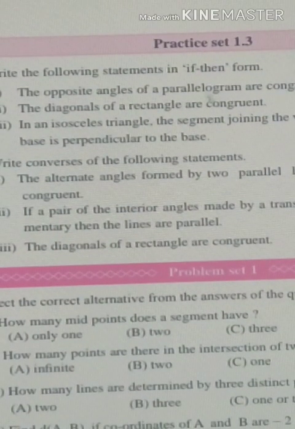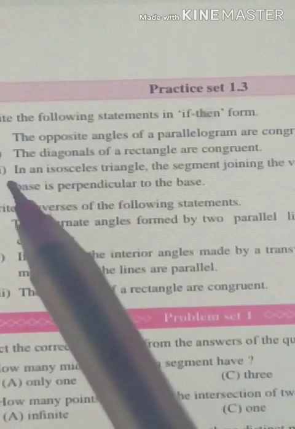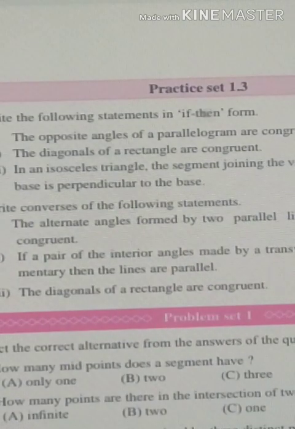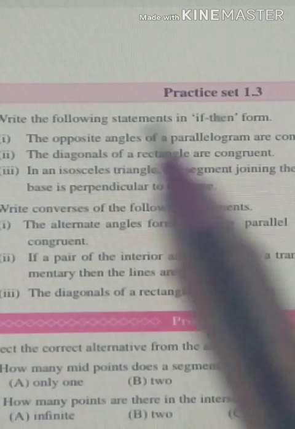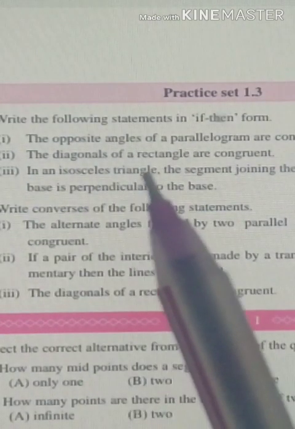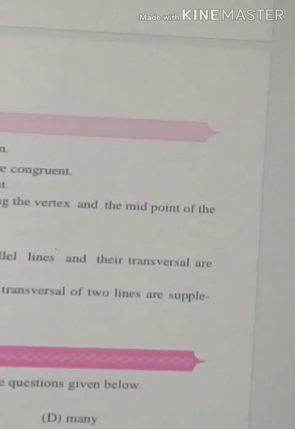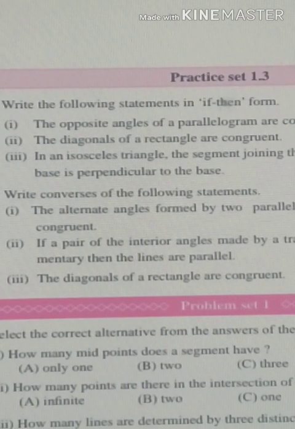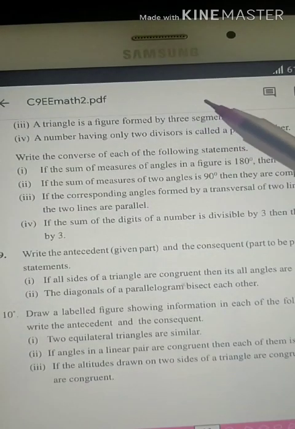How will you frame an if and then form here? If a triangle is an isosceles triangle, then the segment joining the vertex and the midpoint of the base is perpendicular to the base. This is also very easy. Just here you write a then. Okay, same. Now let us solve a few sums given in the problem set of the same format.